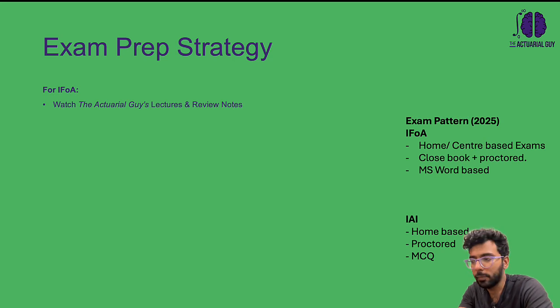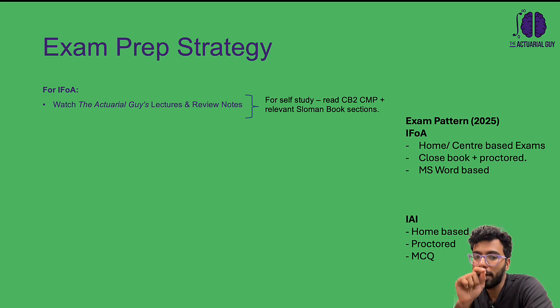Firstly, for the IFOA exam, the first thing you need to do is go through my lectures and review the notes I have provided. I have provided notes for every topic, which I've used to teach every topic. If you have not enrolled for my course and you're studying by yourself, then go through the CB2 CMP and cover all the relevant sections of the Sloman book. Of course, if you know some of these topics from earlier, you can skip them and directly go to questions. You can just do them through questions. That is a shortcut that you can use. But if you want to study properly, the idea would be going through the CMP and both of the Sloman books wherever relevant.